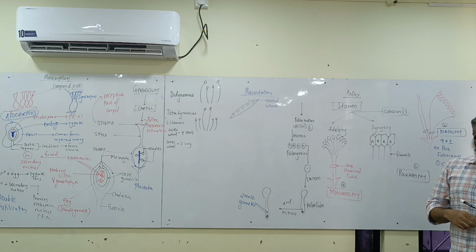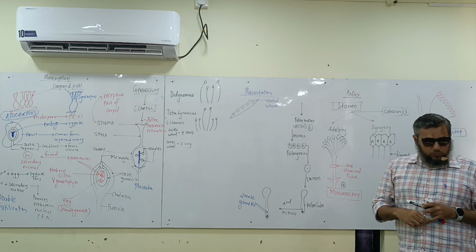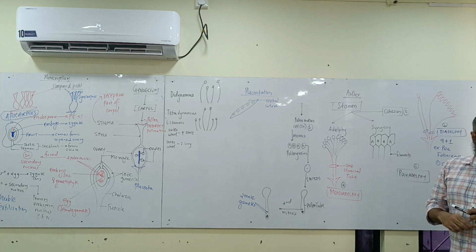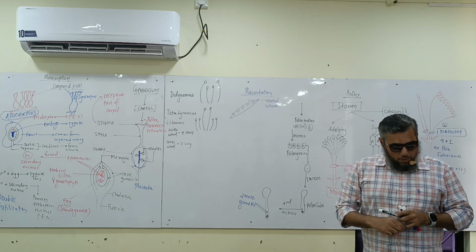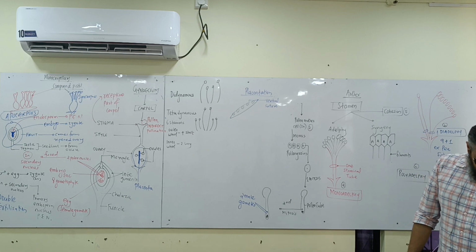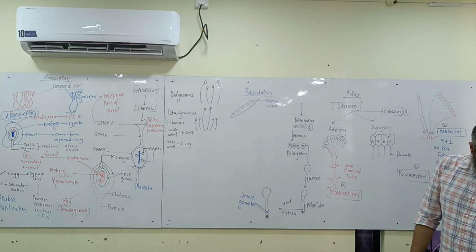So underline that example over there. And where are the seeds and the ovules arranged? Along the ventral suture, and that is called as what? Marginal placentation.